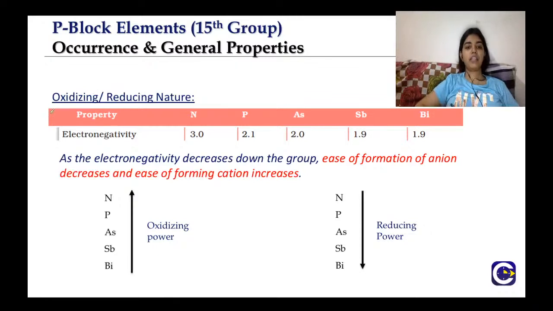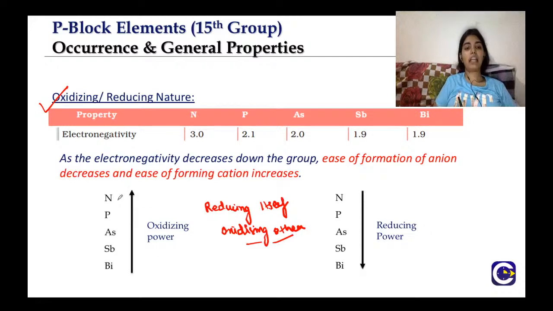Similarly, if you consider the oxidizing and reducing nature, oxidizing nature means that it is reducing itself and oxidizing others, right. So what will happen here? Nitrogen, because it has a greater electron affinity, attracts electrons. It will tend to reduce itself and oxidize others. Therefore the oxidizing power is maximum for nitrogen compared to the other group members.